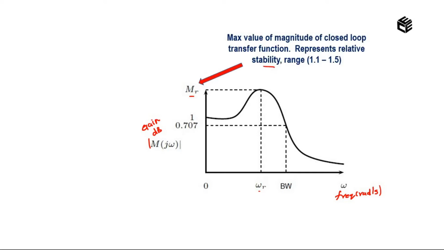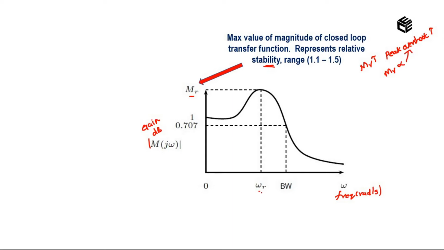Resonant peak is nothing but the maximum value of the magnitude of a closed loop transfer function. This resonant peak represents the relative stability of the system, and the range of this resonant peak will be from 1.1 to 1.5. If the MR value increases, then the peak overshoot value also increases, so we can say MR is directly proportional to the peak overshoot.